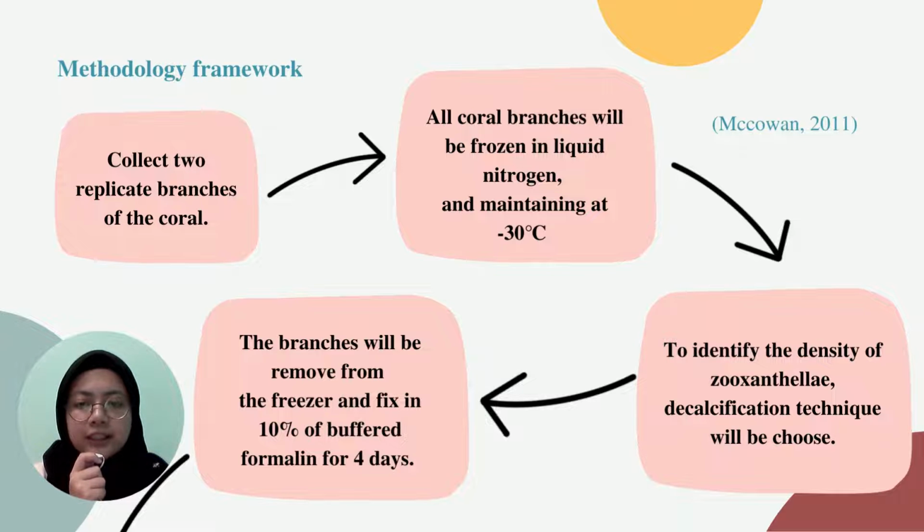Next, for methodology, first, collect two replicate branches of the coral. Secondly, all coral branches will be frozen in liquid nitrogen and maintained at negative 30 degrees Celsius. And then, to identify the density of zooxanthellae, the decalcification technique will be chosen and the branches will be removed from the freezer and fixed in 10% buffered formalin for 4 days.